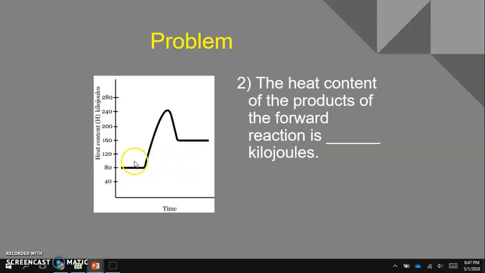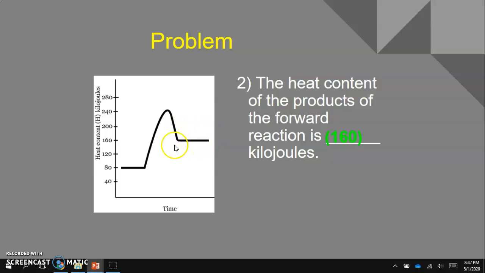Okay, so this first question asks us what the heat content of the reactants of the forward reaction is in kilojoules. Again, I told you we were going to talk about reverse reactions later on when we talk about equilibrium, but it's asking you to give the initial heat, or the initial energy, of the reactants.